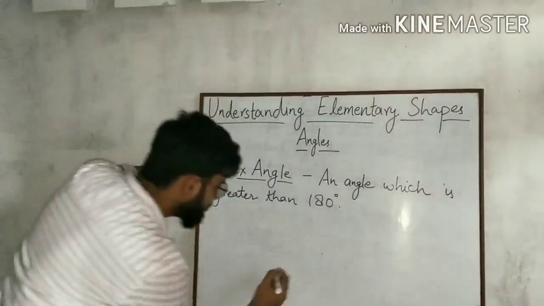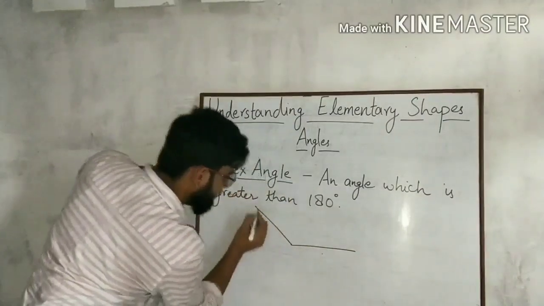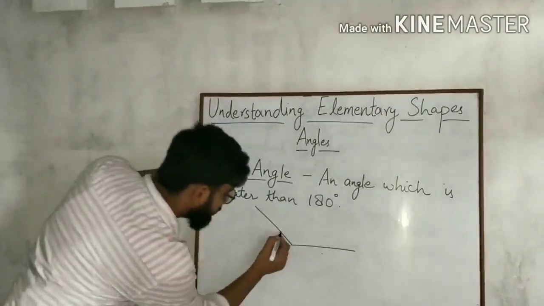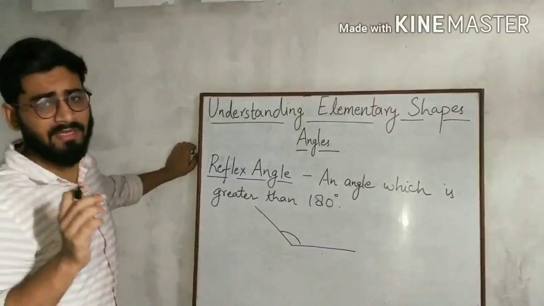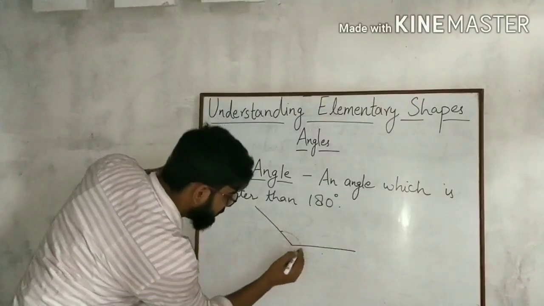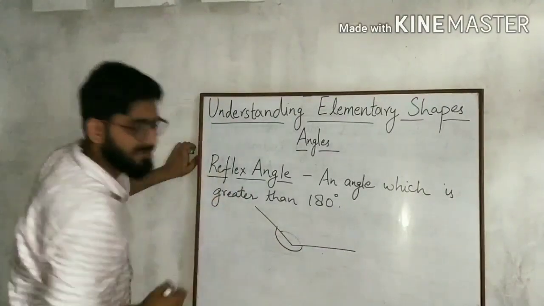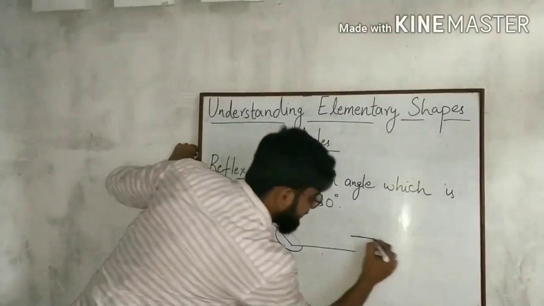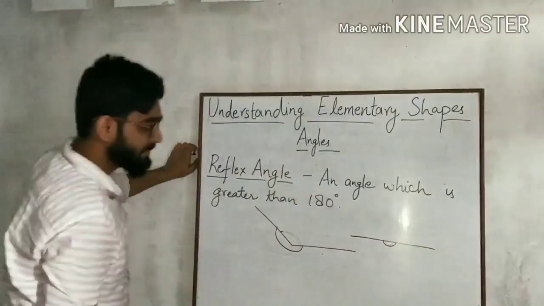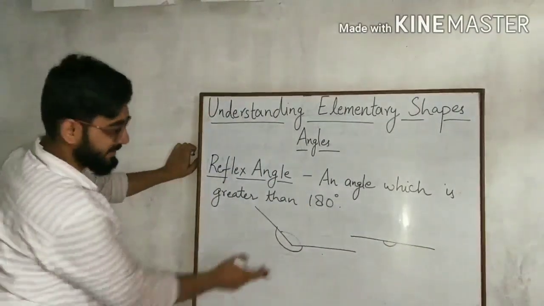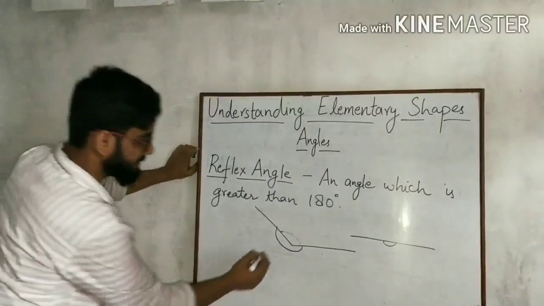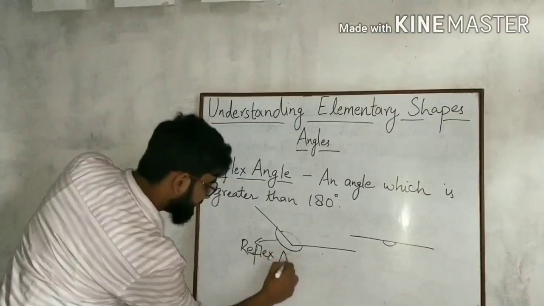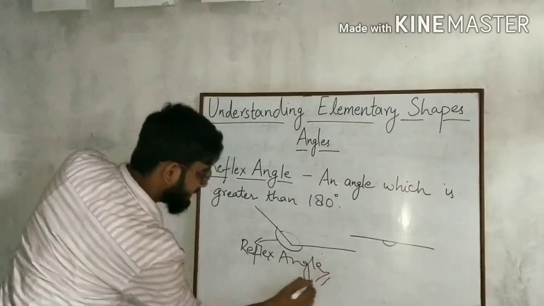Look here. See this angle. Now you might be thinking that it is an obtuse angle. Yes, you are right. If you look from here, then it is obtuse angle. But if you look from this side, like this angle, then this is reflex angle. Why? Because it is greater than 180 degree. This is 180 degree, and this angle is greater than 180 degree. So this is reflex angle. An angle which is greater than 180 degree is known as reflex angle.